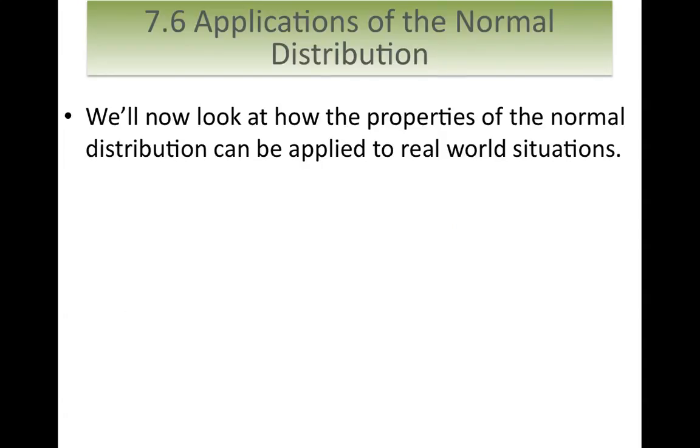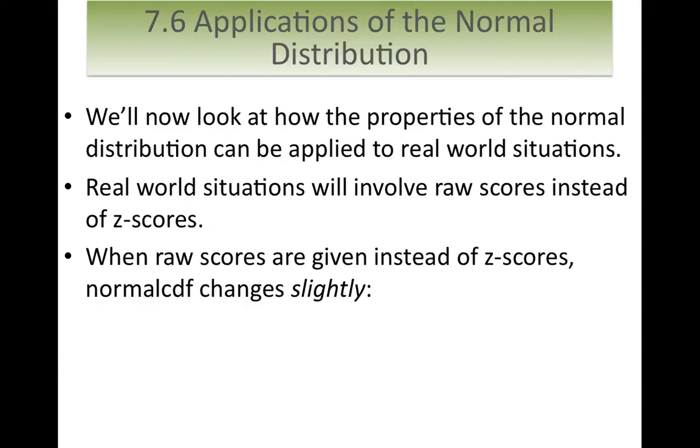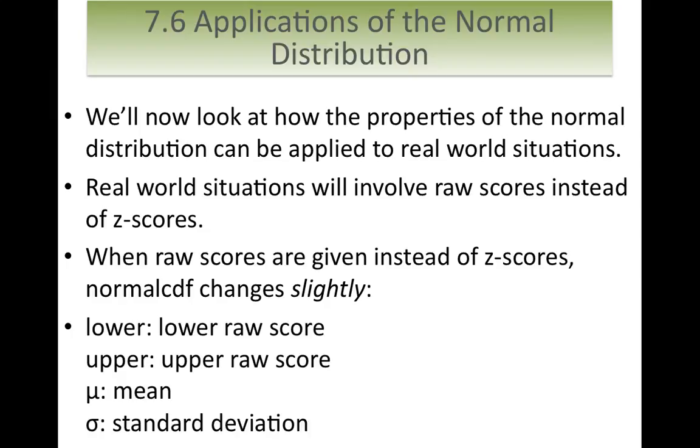Okay, now we're going to look at how the properties of the normal distribution can be applied to real-world situations. So we're going to look at problems that instead of providing z-scores to us, they give us raw scores. When we use raw scores instead of z-scores, the use of NormalCDF changes just a little bit. Our lower value on our calculator is going to represent the lower raw score instead of a lower z-score. The upper value on the calculator will represent an upper raw score instead of an upper z-score.